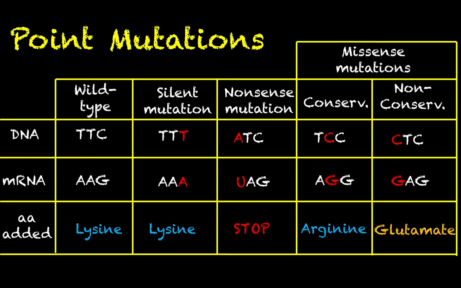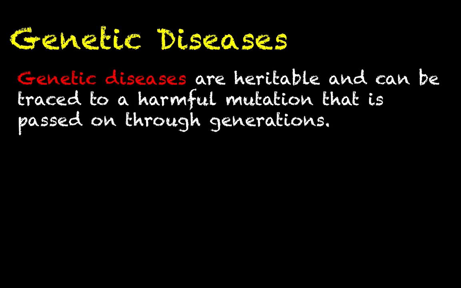So the idea here is that we have replaced lysine, a positively charged basic amino acid, with glutamate, an acidic, negatively charged amino acid. We've replaced the amino acid here with one that has completely different chemical properties, and in all likelihood, this is going to mess with the way that the protein folds and the way that the protein functions. So to tie this all together into physiology, genetic diseases are heritable diseases that can be traced to a harmful mutation that is passed on through generations.